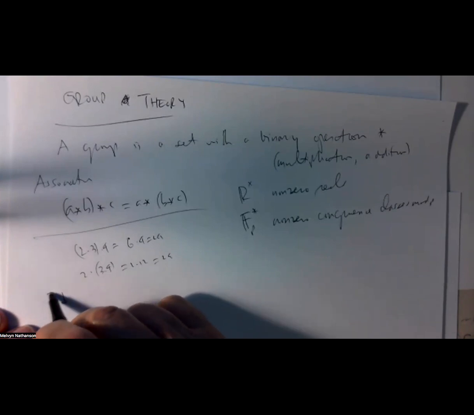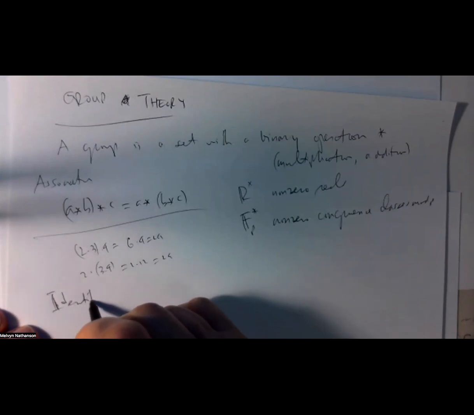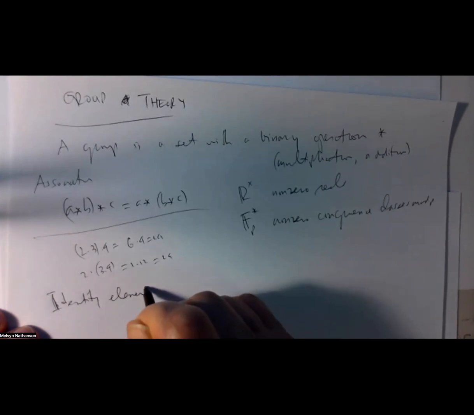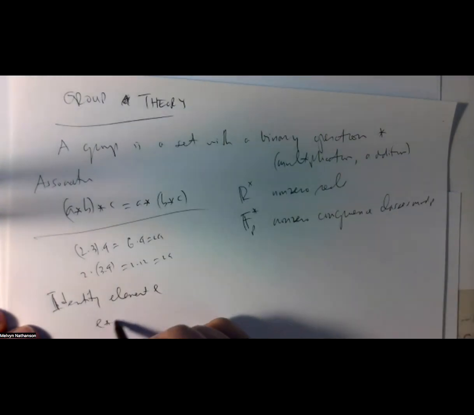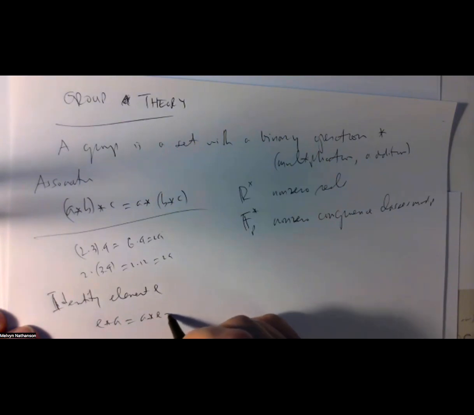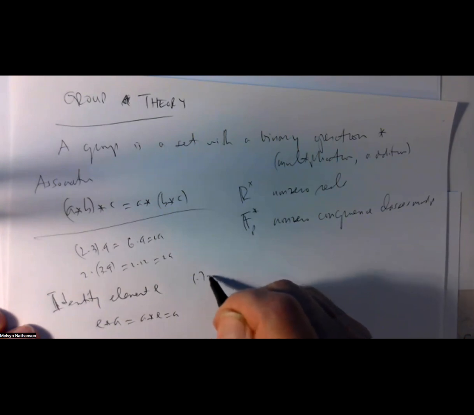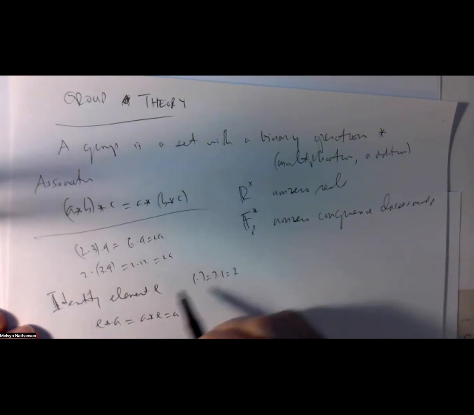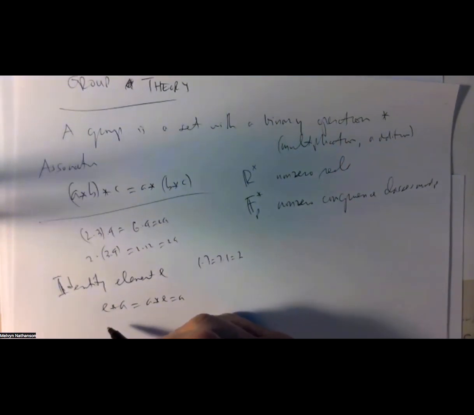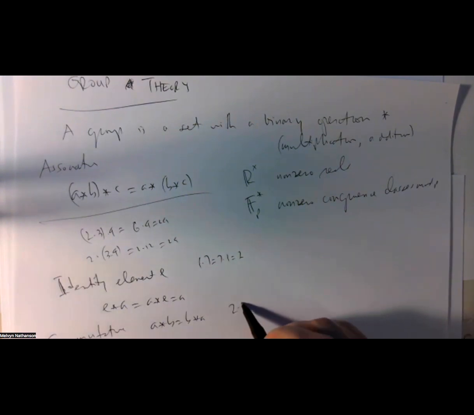There's also an identity element, E. E times A and A times E is always A. So for ordinary multiplication, it's 1. 1 times 7 or 7 times 1 is 7. It's commutative. We're only going to look at commutative groups. A times B is B times A, right? 2 times 3 is 6, and 3 times 2 is 6.